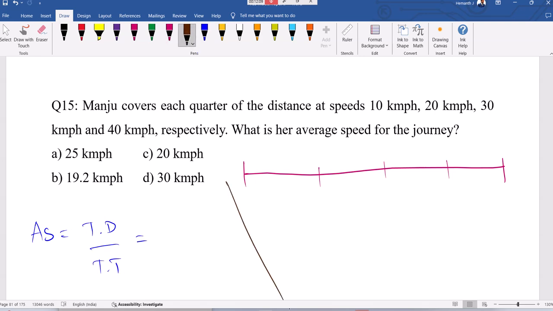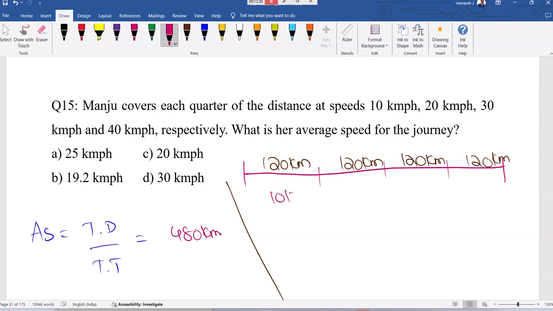I don't want to entertain formulas. But see what we can do. Distances 10, 20, 30, 40, which can divide all this is 120. I'll take 120 kilometers as the first quarter, next quarter 120, next quarter 120, next quarter 120. Total distance will be 480 kilometers.